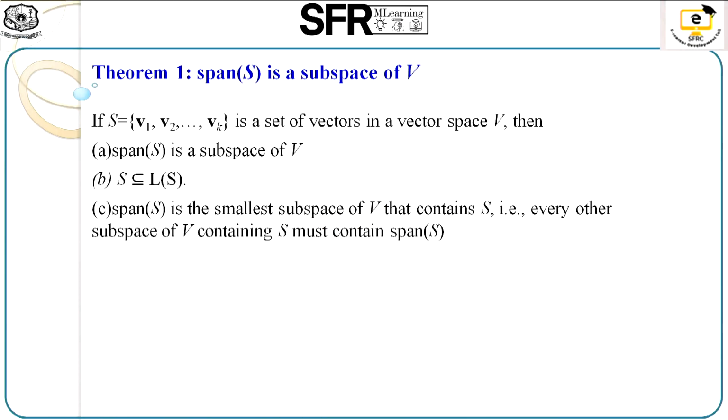Next one, first theorem. Span of S is a subspace of V. S is a set of vectors in a vector space V. Then, first, span of S is a subspace of V. Second, S is contained in L of S. Third, span of S is the smallest subspace of V that contains S. That is, every other subspace of V containing S must contain span of S.